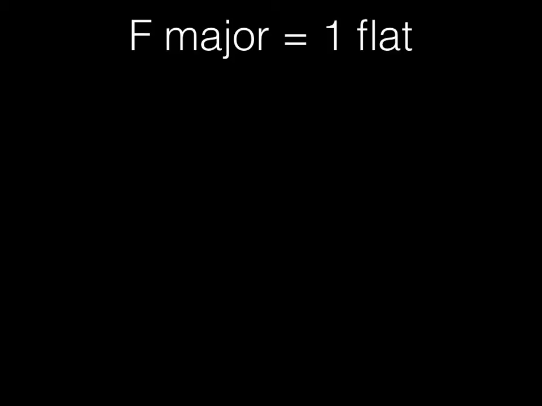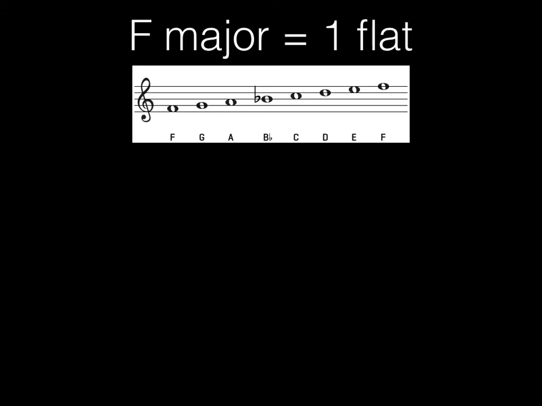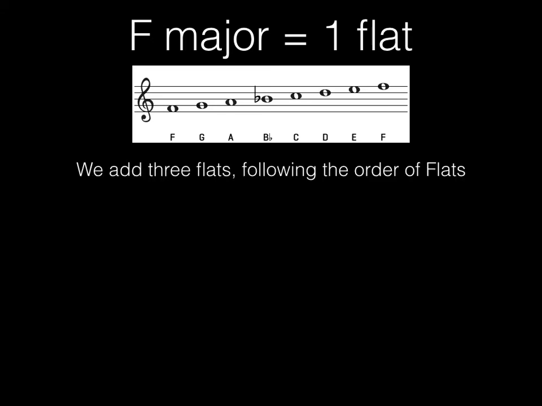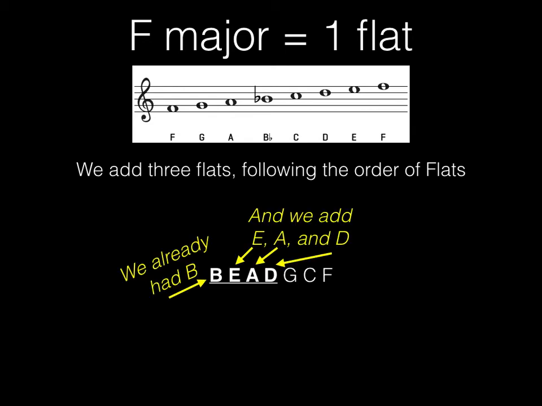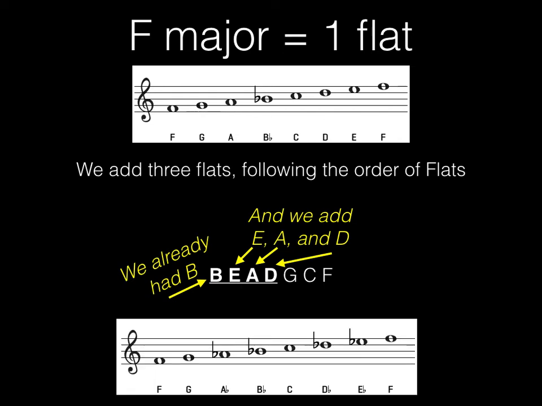So if F major has 1 flat, it's going to be B flat, the first flat in the order of flats. And if we add 3 flats, we will follow the order of flats. And we already had B, and so we're going to add E, A, and D. And so an F minor scale will have B flat, E flat, A flat, and D flat, thus making F, G, A flat, B flat, C, D flat, and E flat.